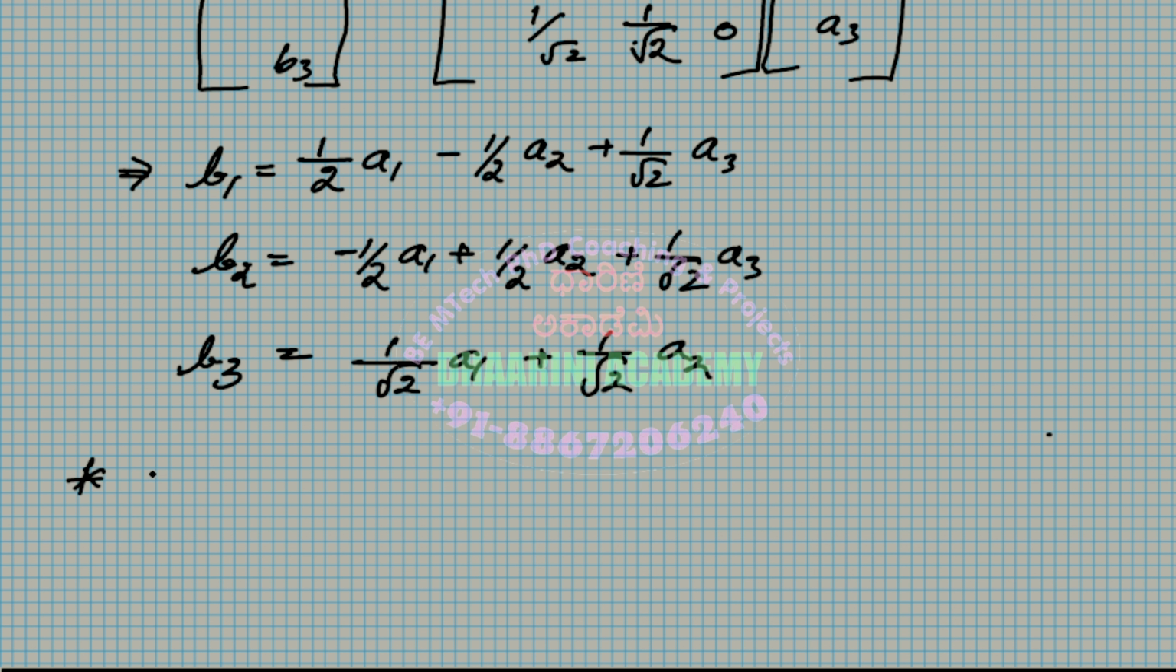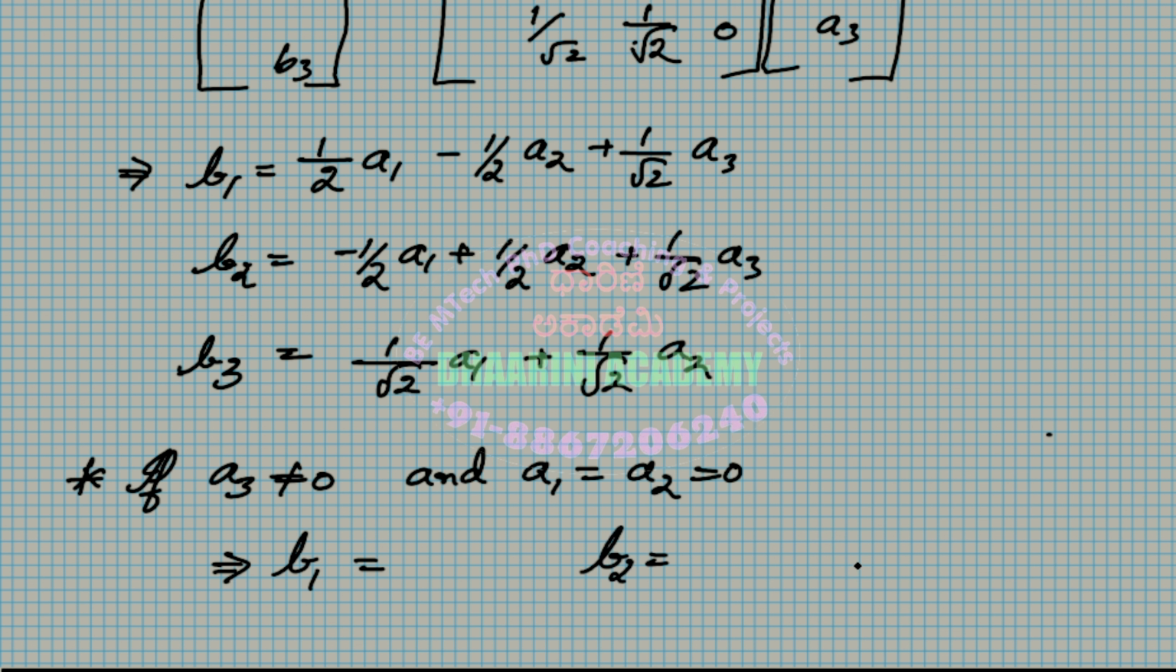This is the first analysis. If A3 is not equal to 0, which means there is some input in the third port, and A1 equal to A2 equal to 0, no input is provided from port 1 and port 2. Is that clear? Under such a condition, what happens to the outputs? What is the value of B1 equal to? What is the value of B2 equal to? And what is the value of B3?